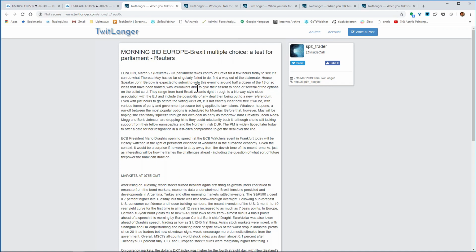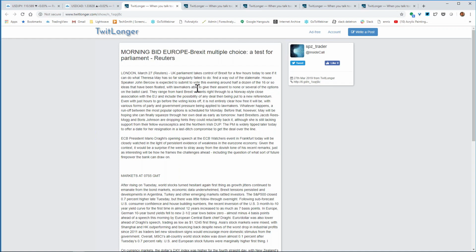They range from hard Brexit variants right through to a Norway-style choice, association with the EU, including the possibility of any deal then being put to a new referendum. Even with just a few hours to go before the voting kicks off, it's not entirely clear how free it will be, with various forms of party and government pressure being applied to lawmakers. Whatever happens, a runoff between the most popular options is scheduled for Monday. Before that, however, May will be hoping she can finally squeeze through her own deal as early as tomorrow.